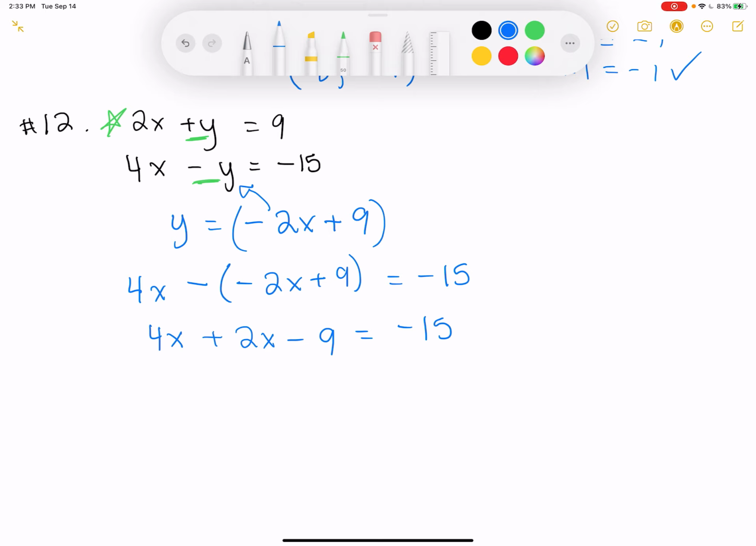Now I want to combine like terms, so 6x minus 9 is equal to negative 15. And add the 9 over. 6x is equal to negative 15 plus 9, which is negative 6. So then x is negative 1.